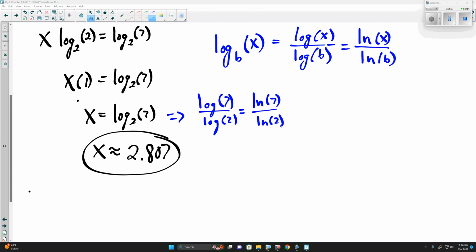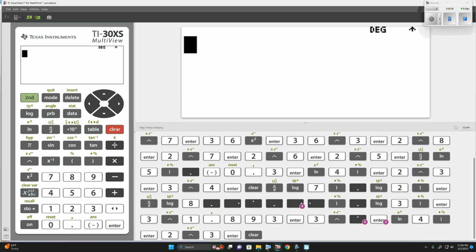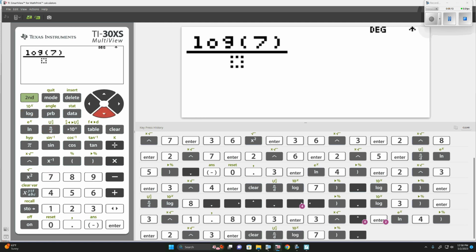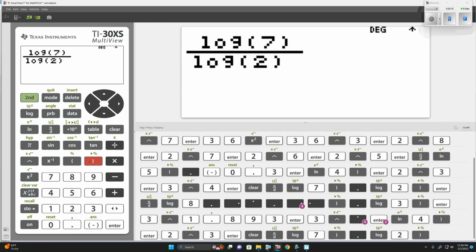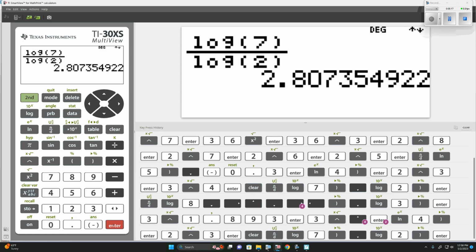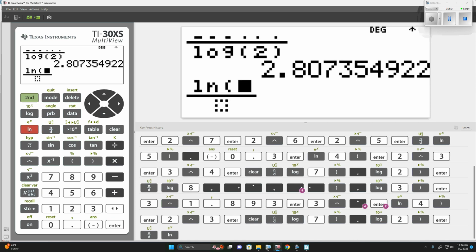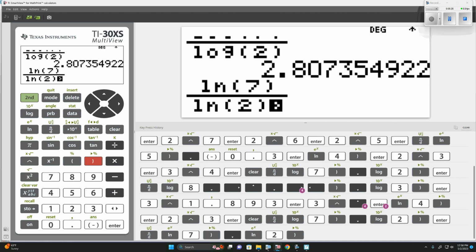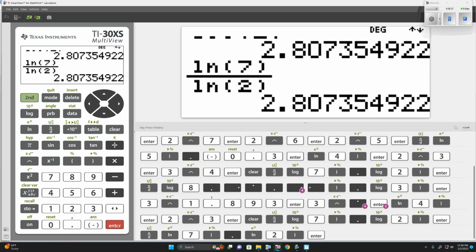And we can use the other calculator and say log of 7 divided by log of 2, which gives us the exact same number. We could also use ln, so I can say ln of 7 over ln of 2, and we get the exact same number. So if we don't have the graphing calculator at our disposal, we can use the change of base formula to calculate it as well.